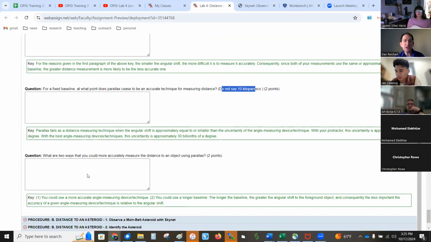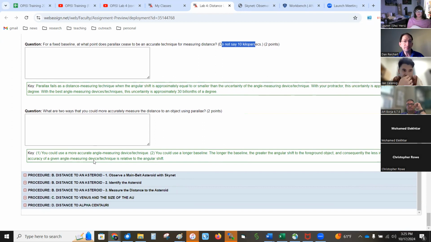And then what are 2 ways you could do better? One is you can have a device that's more precise in measuring angles, like maybe use professional surveying equipment instead of this protractor with the string. Or in space, use Gaia instead of Skynet telescopes on the ground. That's one way. The other way is to have a bigger baseline. And that also ties into why we go from Earth baseline parallax to stellar parallax with the Earth orbit as the baseline.